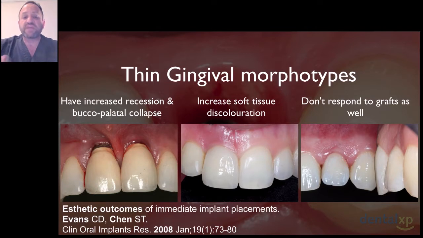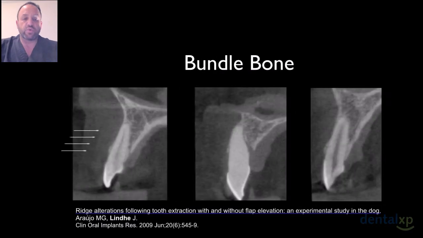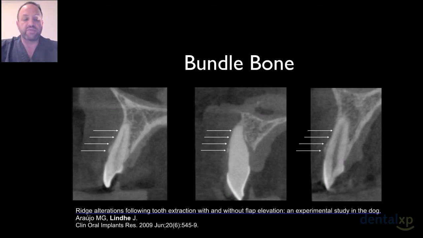So with these types of things, with multiple cases and with thin gingival morphotypes, what can we actually do? And what is the reason for all this happening? So let's look a little bit at the cause. This was first highlighted by Araujo and Jan Lindhe in their 2009 study, where they showed us that the bundle bone, in other words that thin little bit of buccal bone outside of the tooth, really belongs to the tooth. We know that it belongs to the tooth, and the minute we extract that tooth, that bundle bone disappears.